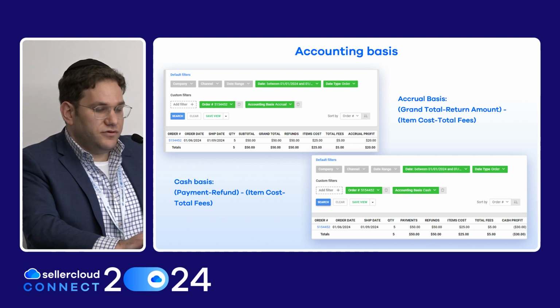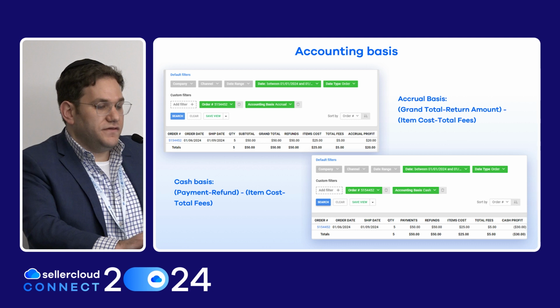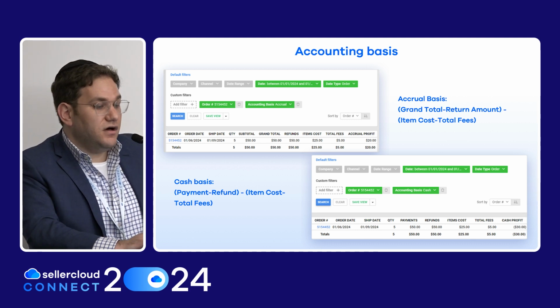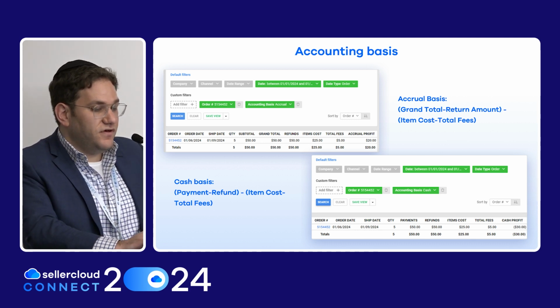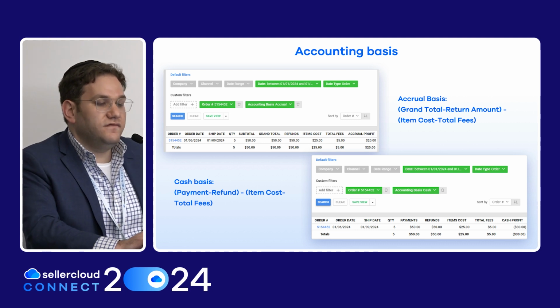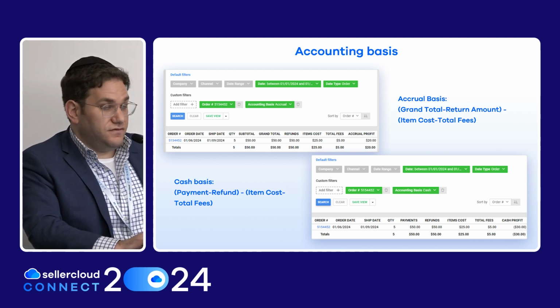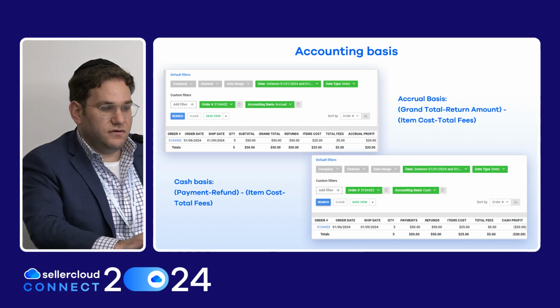As opposed to in cash, if an order is refunded, you see over here on the bottom, the cash profit is at a loss of $30, because we calculated payments minus refunds, and then the item cost plus total fees is $30. You have a $30 loss on this order. So I strongly suggest that most of the time you use cash and only use accrual when you absolutely need to, and understand the limits of running reports by accrual.